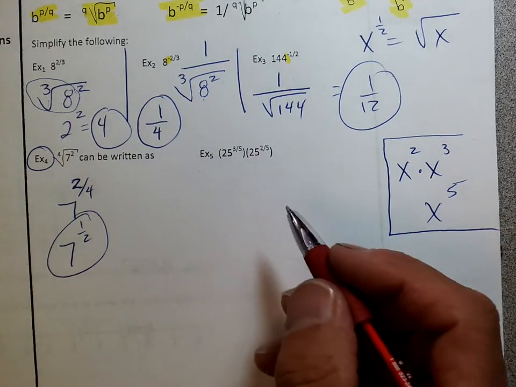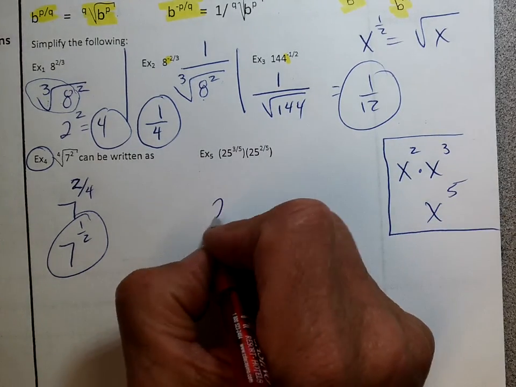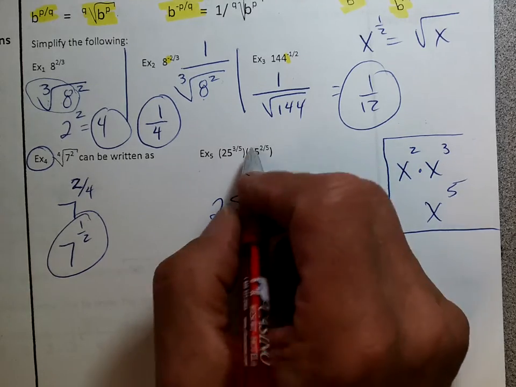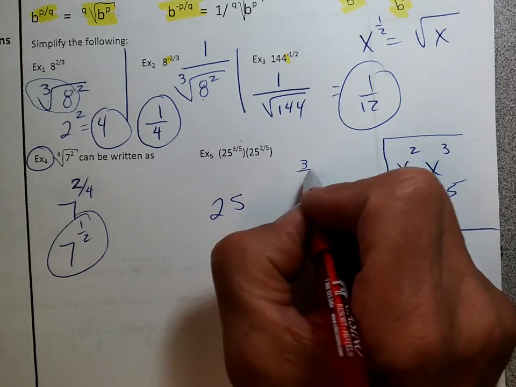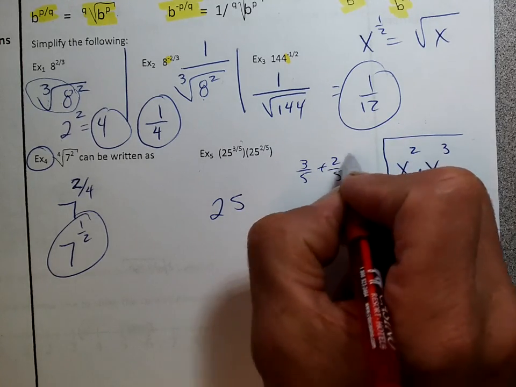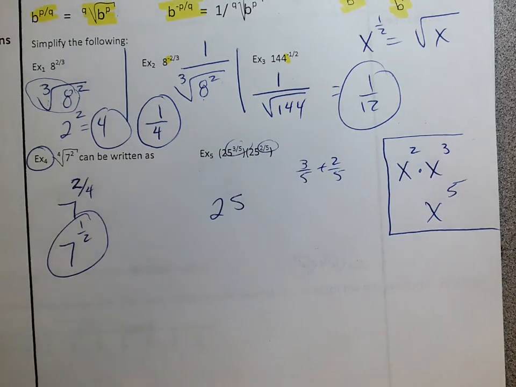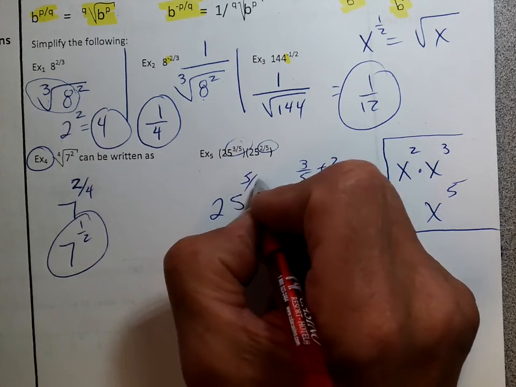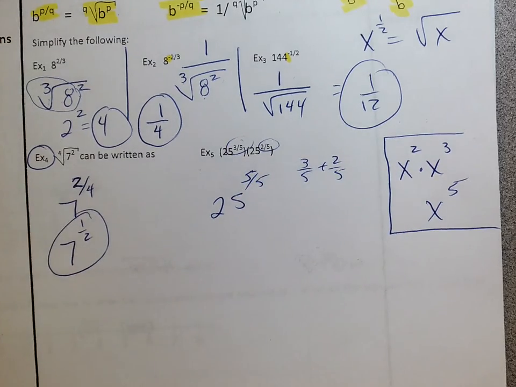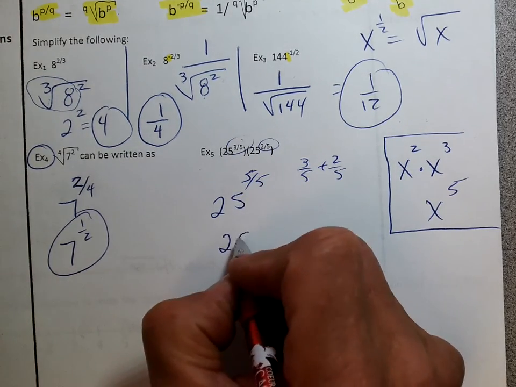Same type of problem. We're going to get 25 to the, well, what's 3/5 plus 2/5? Because we're adding exponents, right? Which is 5/5. And Jacob, you're right. You're ahead of me, right? Which is basically 25 to the 1.